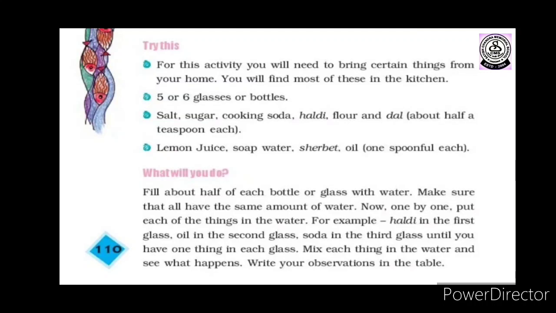Whatever things are required are already present in your home. You can find them in your kitchen. You can ask your parents or your mother, and they can provide you these things from the kitchen, and you have to do this experiment. So take 5 or 6 glass bottles. You can take 5 or 6 glasses or bottles. You should find transparent ones, so that you can see clearly.